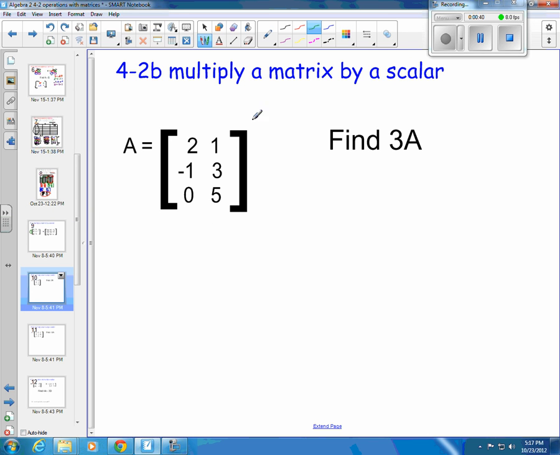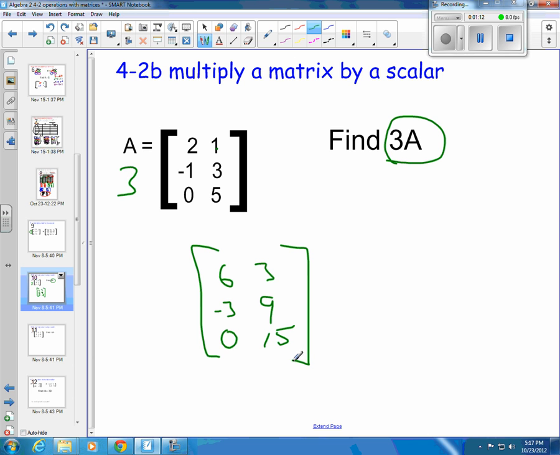So if we wanted to multiply this matrix A, and we want to find 3A, that means we're taking 3 and we're multiplying it by that matrix. So we're going to multiply 3 times every single element in here. It's kind of like a distributive property if you want to think of it that way. So I'm going to take the 3 times the 2 and get a 6. And I'm going to take the 3 times the 1 and get a 3. And then the 3 times the negative 1 and get a negative 3. And 3 times the 3 and get a 9. 3 times 0 is 0. And 3 times 5 is 15. And that would be your answer.